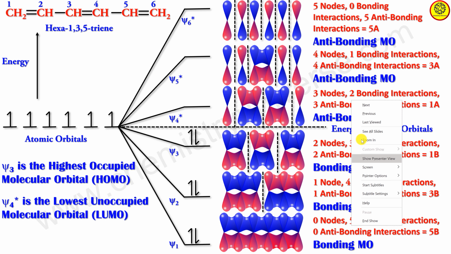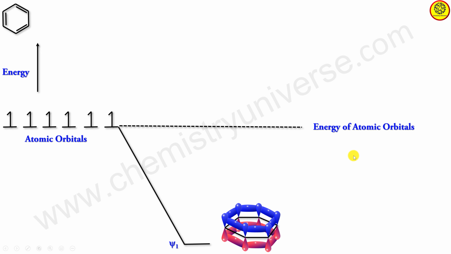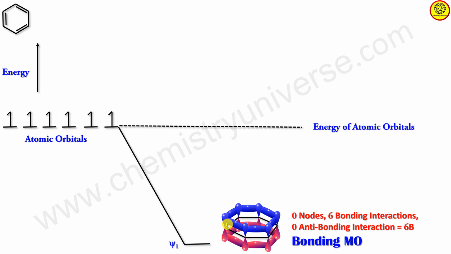But now look at this. Can you notice 6 bonding? So can you see the bondings have increased? Which means this Psi1 is definitely going to be lower than the Psi1 there. Now let's look at the next higher ones. These are 2 degenerate orbitals, Psi2 and Psi3.